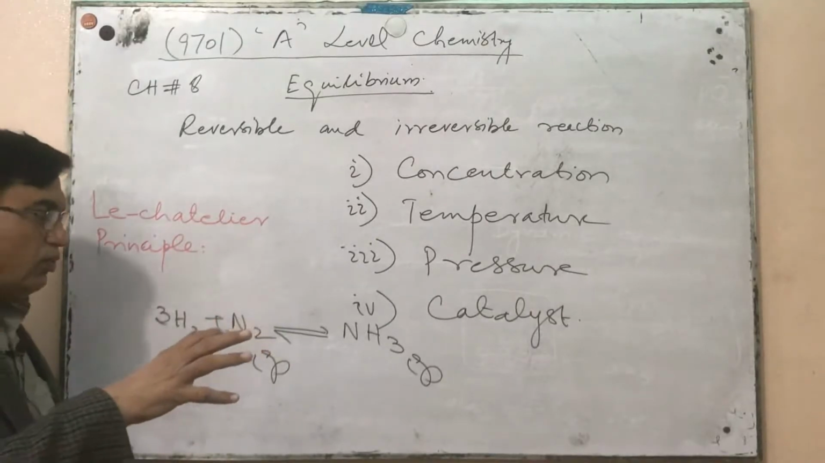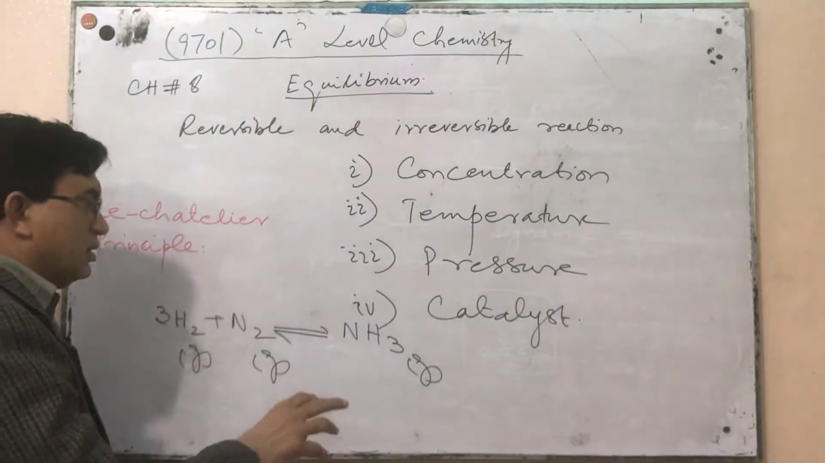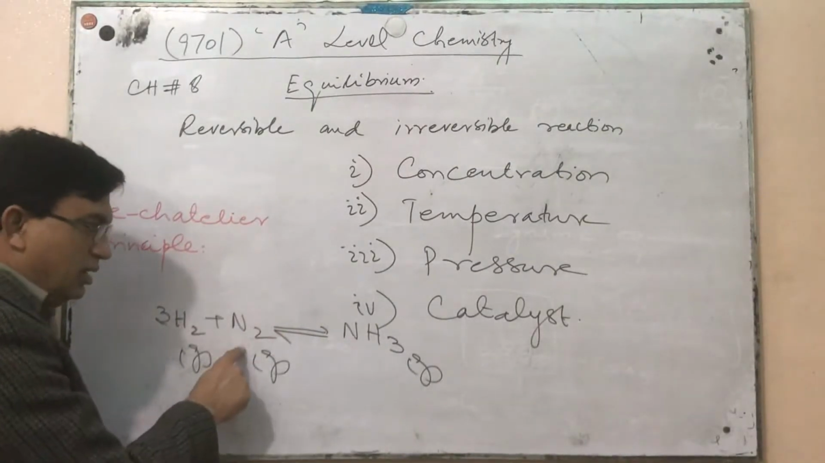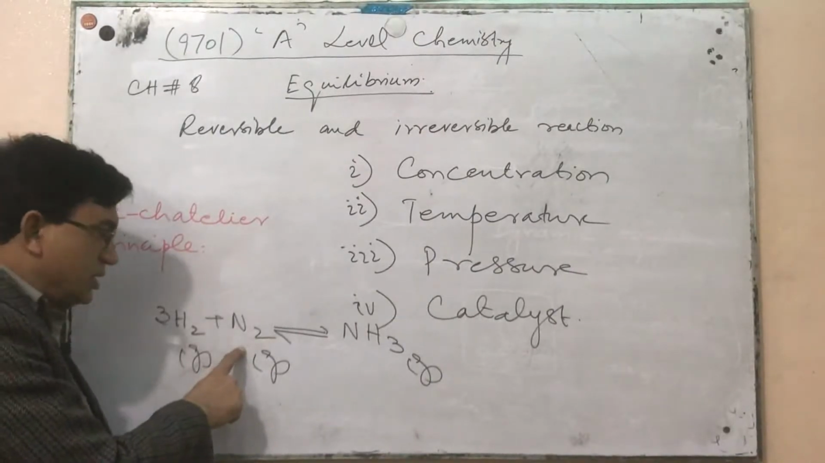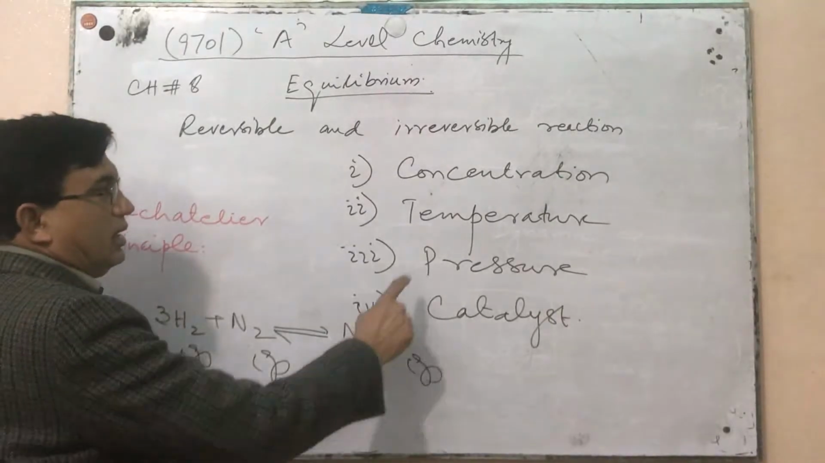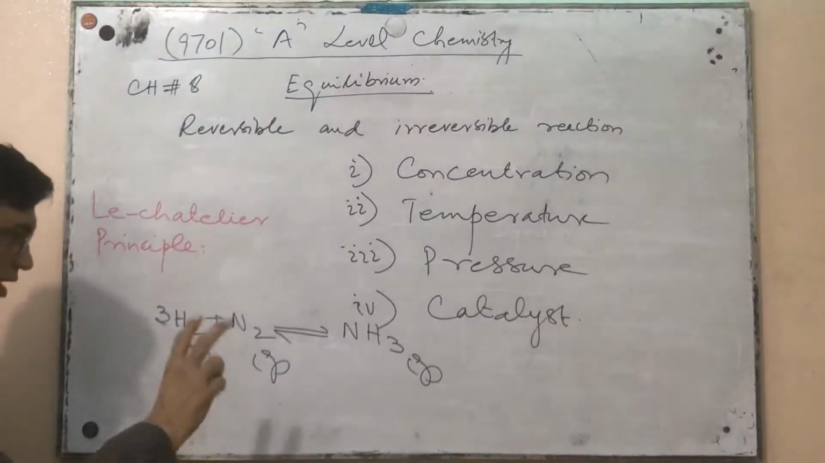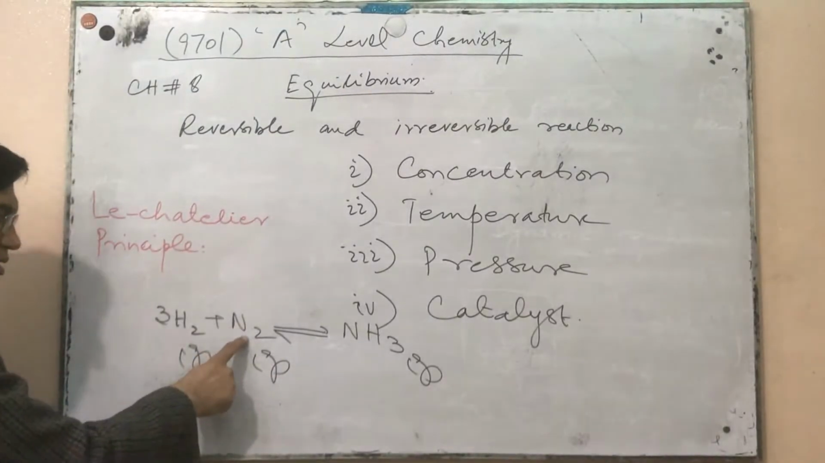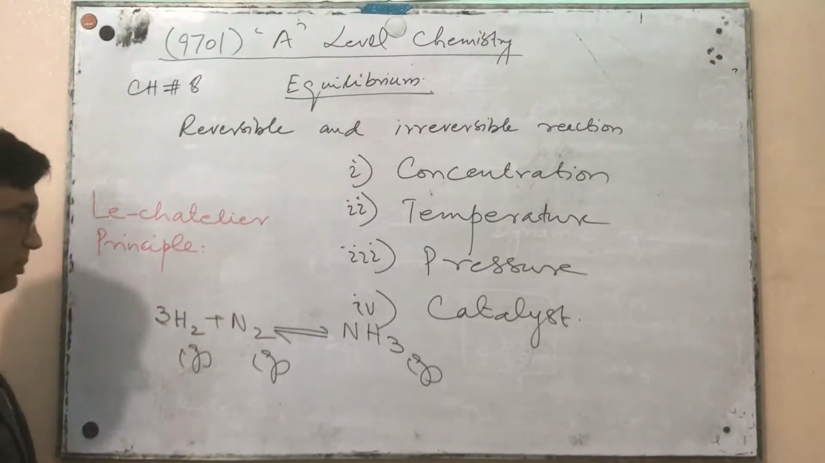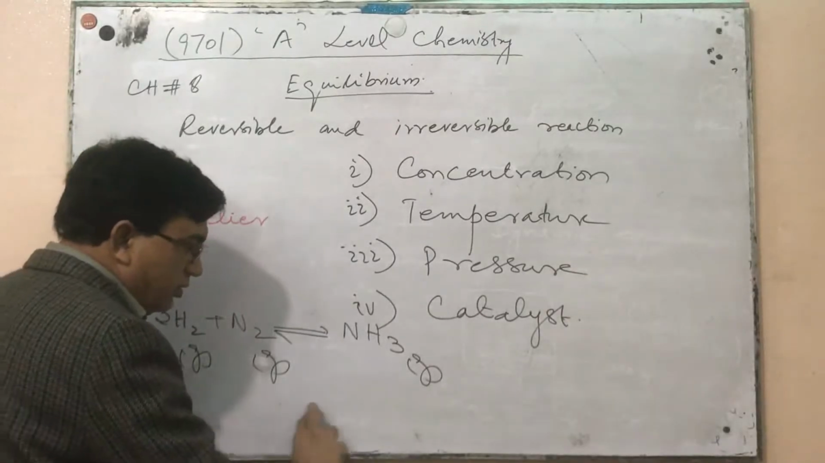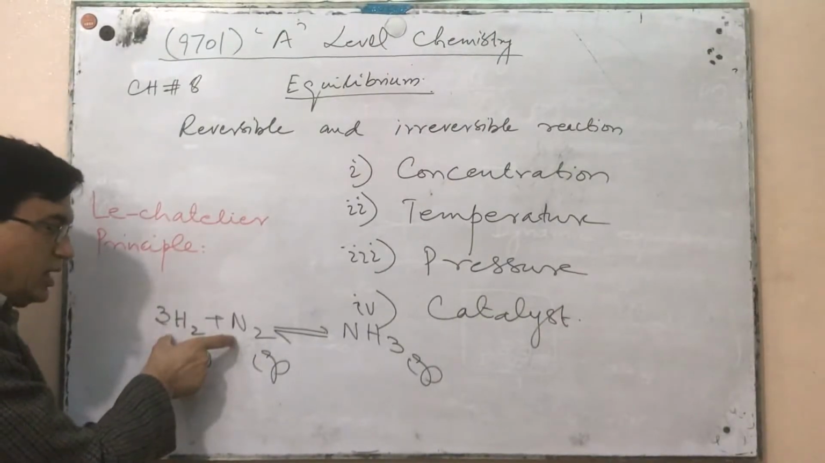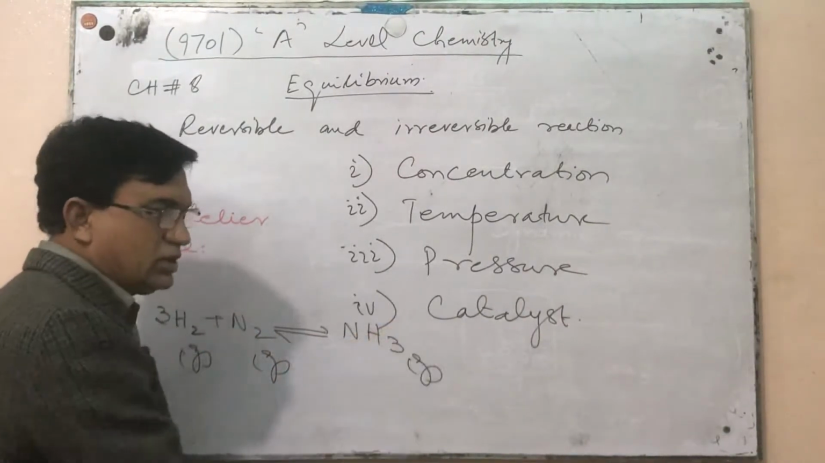Now, whenever we create some change, it means that the reaction present in equilibrium is no longer in equilibrium. For example, the effect of concentration. If I increase nitrogen or hydrogen reactants, automatically the position of equilibrium will shift towards forward. Increasing the concentration of reactants, the reaction will move forward and more products will be formed.